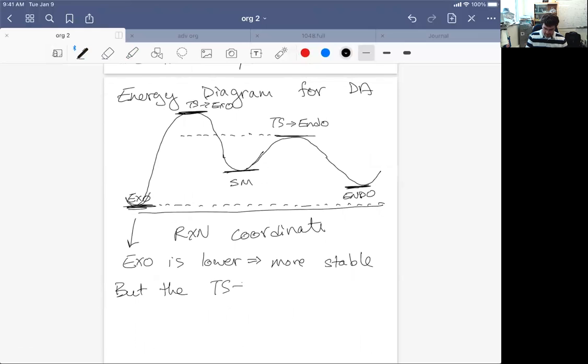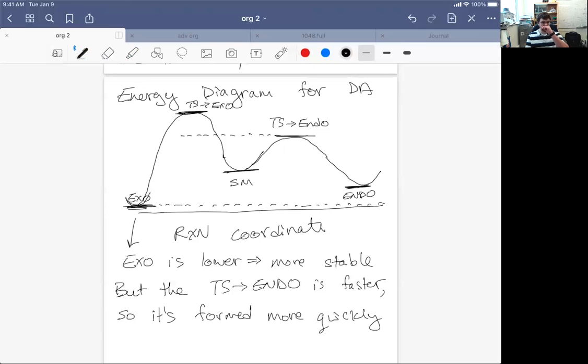So we say exo is lower, more stable, but the TS endo is faster. So it's formed more quickly. And that's where we see that if it's formed more quickly, it's the kinetic product. But if it's more stable, as is the case with the exo product, it's the thermodynamic product.